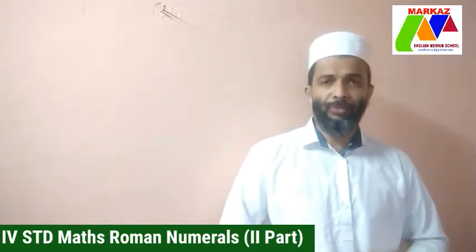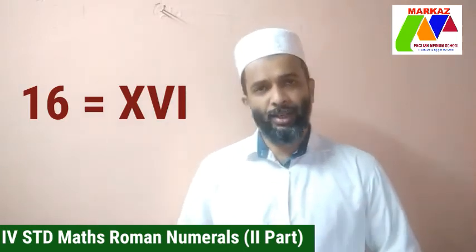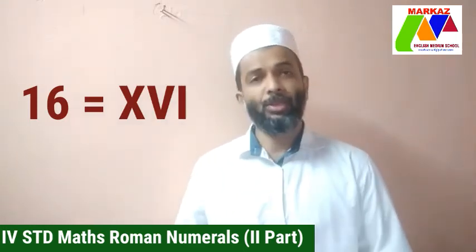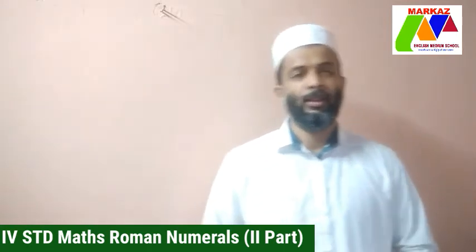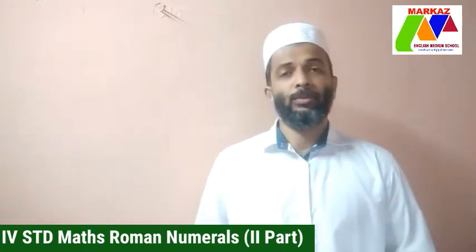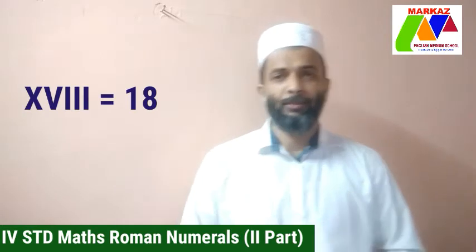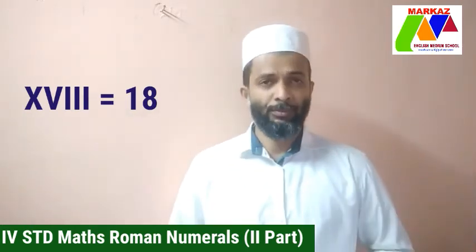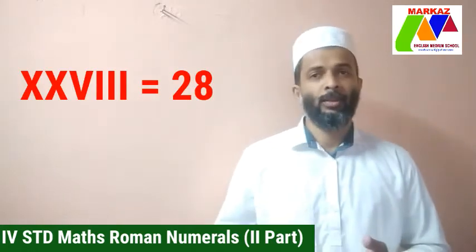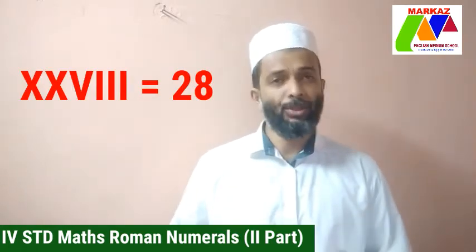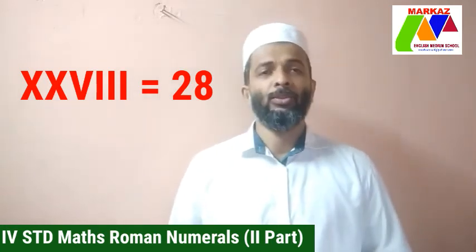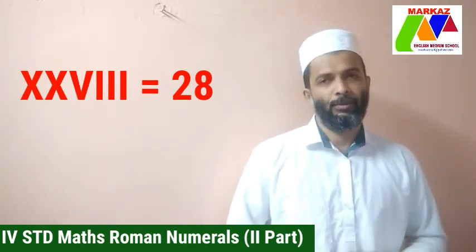XV means 15. How to write 16? XVI. 17 is XV double I. 18 is XV triple I. How to write 28? Double X V, that means 25. Then add triple I, so 28, and so on.